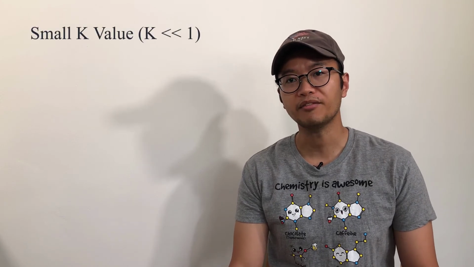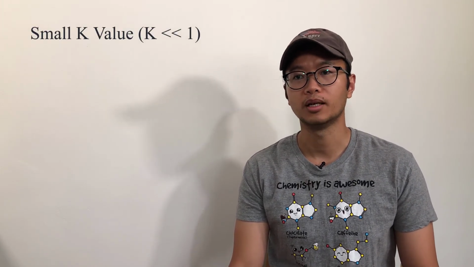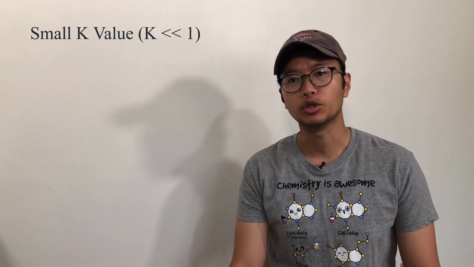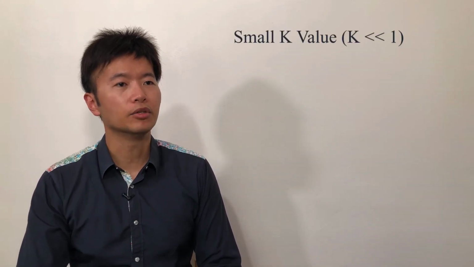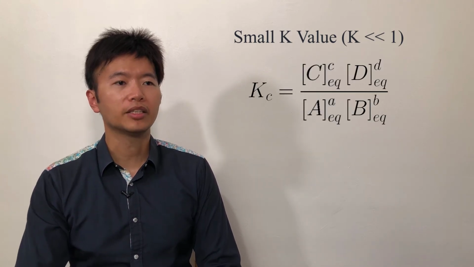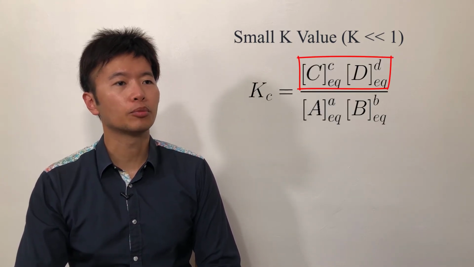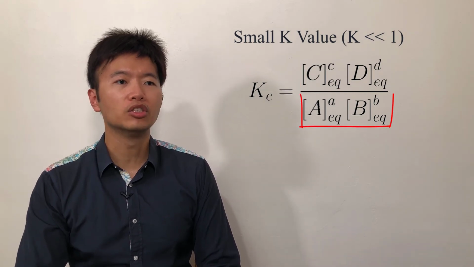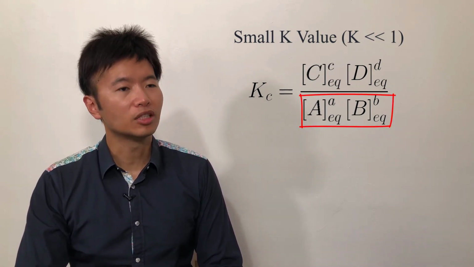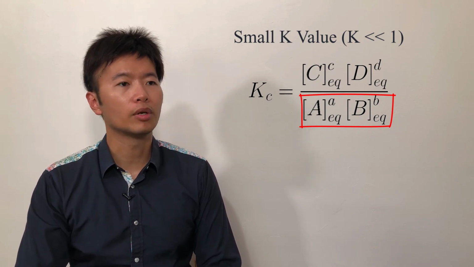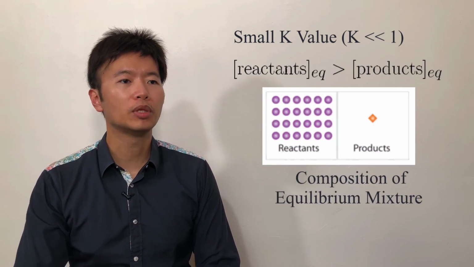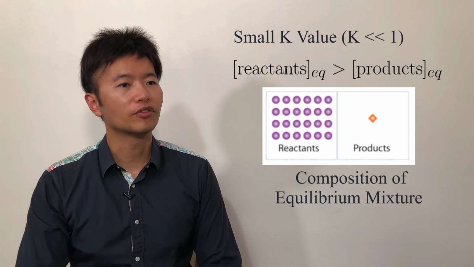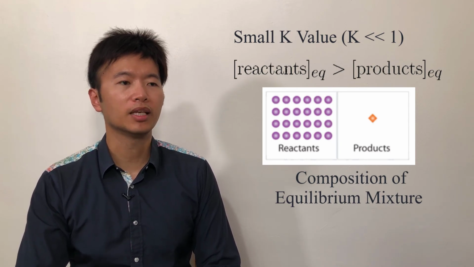Yes, it does, Dr. Benny. If a K value is much less than 1, does that mean we would expect to have more reactants than products present at equilibrium? Correct, Benjamin. If a K value is much less than 1, it implies that the numerator is going to be a smaller value than the denominator. Since the denominator is the product of equilibrium concentrations of reactants, the reactants are going to be the predominant species with small amounts of product present at equilibrium.